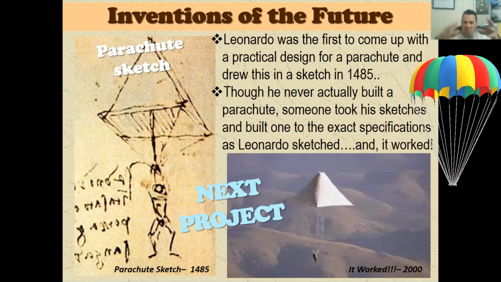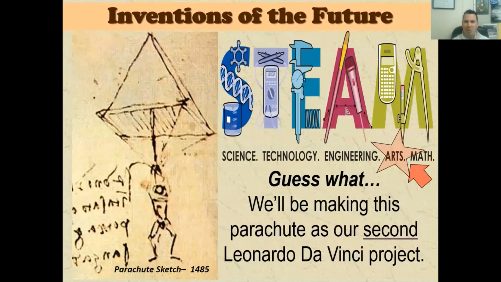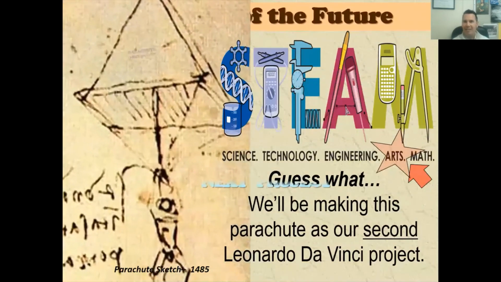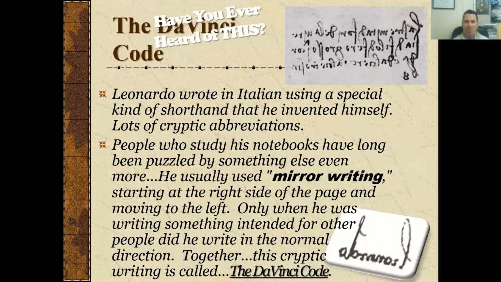We are going to make a small version, a paper version of a parachute, the one that he created, just like he created or designed on paper. So when we incorporate science, technology, engineering, arts, and math all in one, we call that STEAM. We'll talk more about that next week.